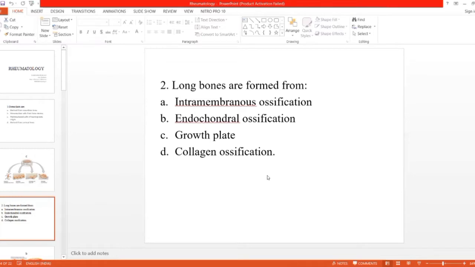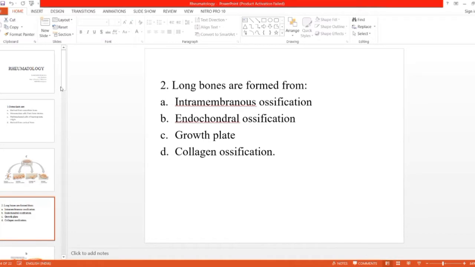There is nothing known as collagen ossification. Collagen is the protein which is responsible for the formation of the structure. There are mainly two types of collagen: type 1 and type 2. Type 1 collagen is the most important protein in the bone, and type 2 collagen is the most important in the articular cartilage. So I think you understand the formation of long bones. It is known as ossification. There are only two types of ossification: endochondral and intramembranous. Long bones are formed from endochondral ossification. Flat bones are formed from intramembranous ossification.